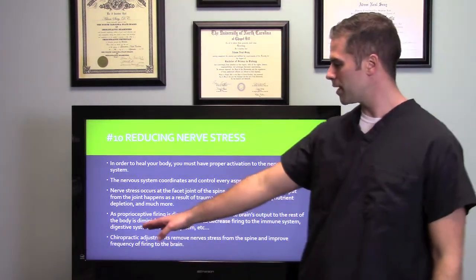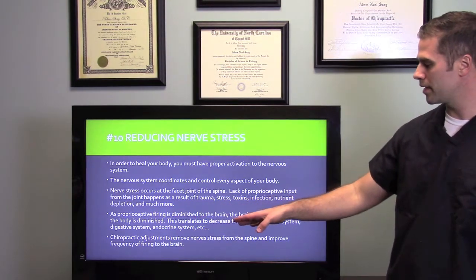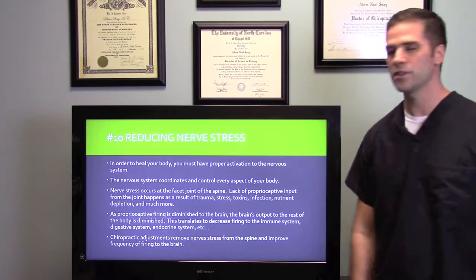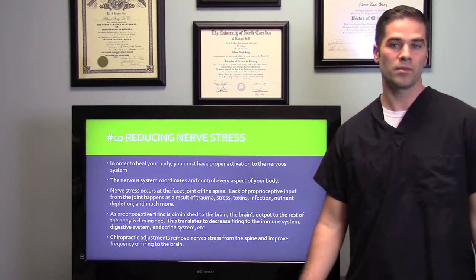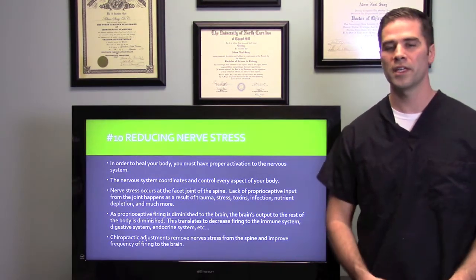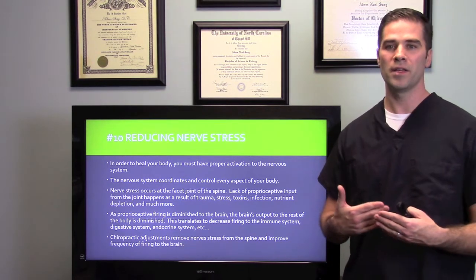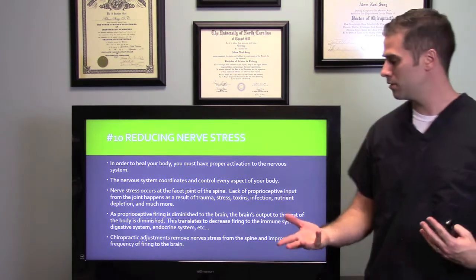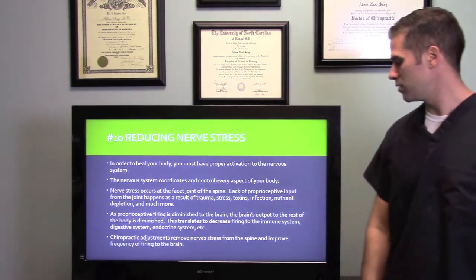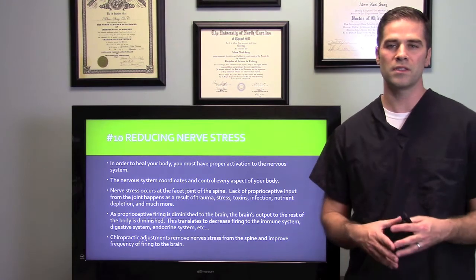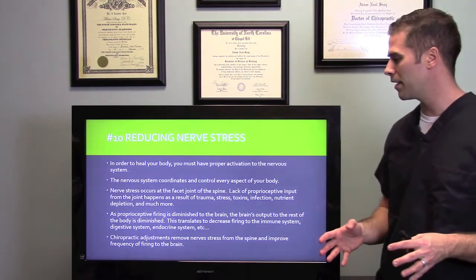So as proprioceptive firing is diminished to the brain, the brain's output to the rest of the body is going to be diminished as well. So it's kind of like garbage in, garbage out. If you're getting inadequate activation of the nervous system, the performance and output's not going to be good. So this translates to decrease in firing to the immune system, to your digestive system, to the endocrine system. It's just everything. Everything's affected by this.